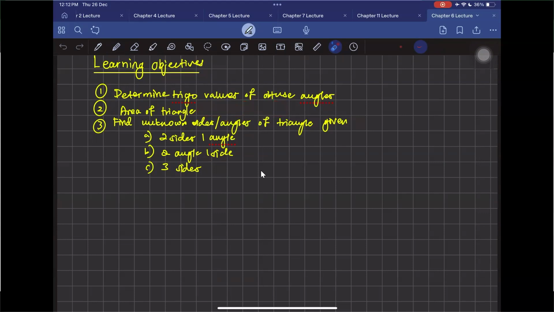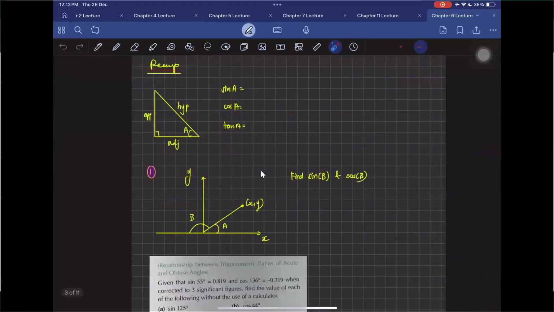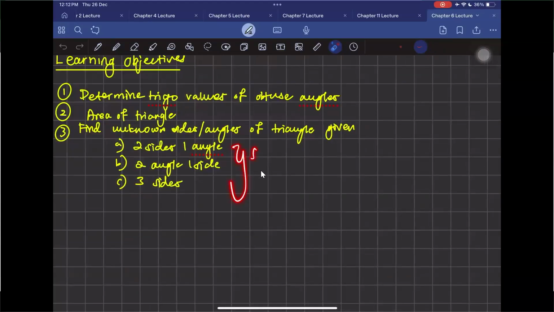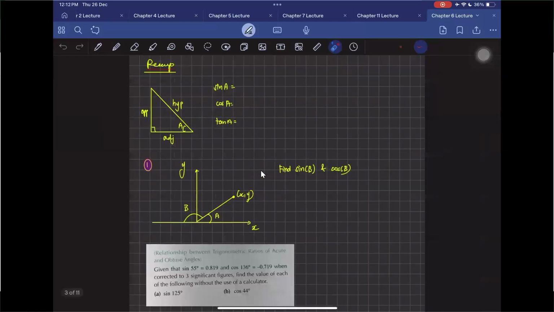And then you should be able to find the unknown side or angle given these three scenarios. So you're given two sides, one angle, two sides, two angle, one side, and three sides. Okay? So let's get started. So this is where your sine and cosine rule comes in.